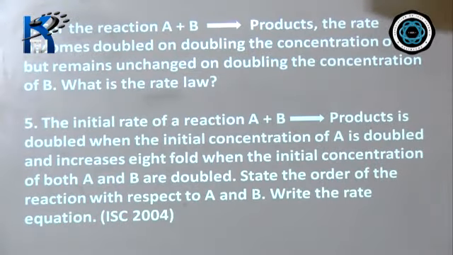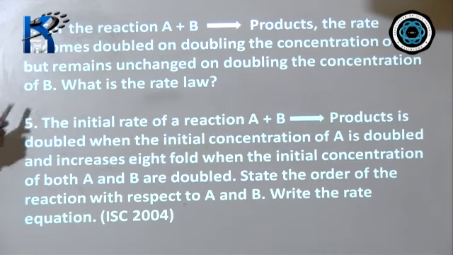Now we'll go with number 4 question, students. And if you see in this question, there is no table given to you. So this is to find order or to find the rate without tabular data. In the first 3 sums, you saw how to calculate order and rate equation through tabular data, but here tabular data is not given, but yet we can solve it. Number 4, for the reaction A plus B gives product, the rate becomes double on doubling the concentration of A, but remains unchanged on doubling the concentration of B. What is the rate law?